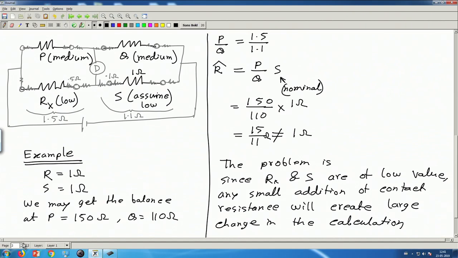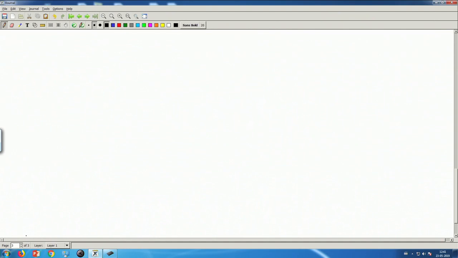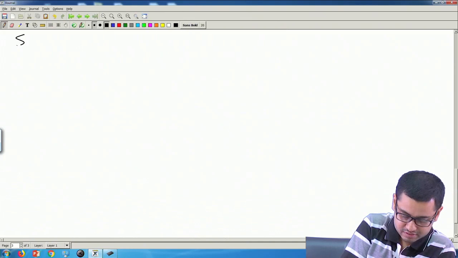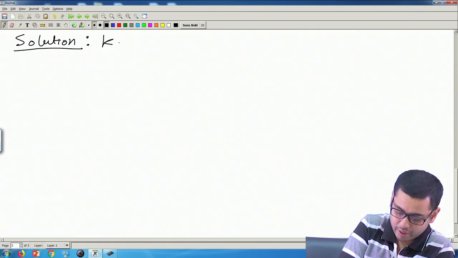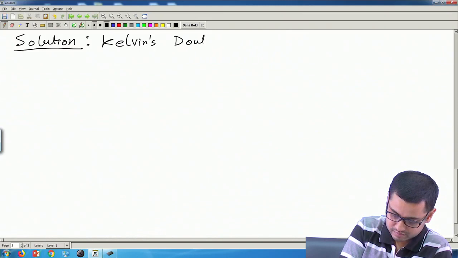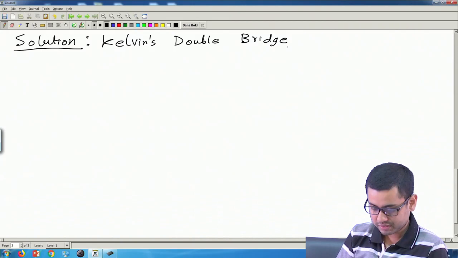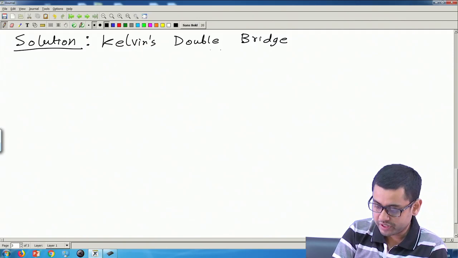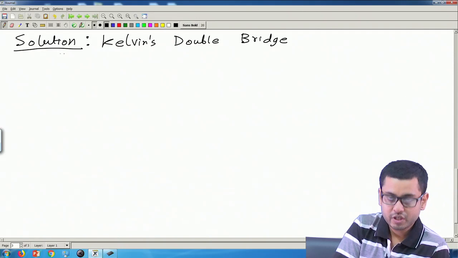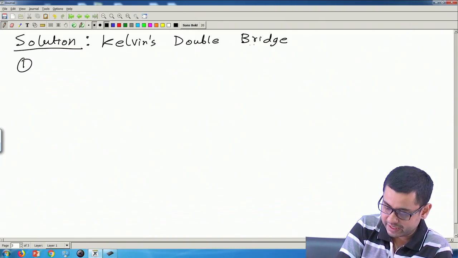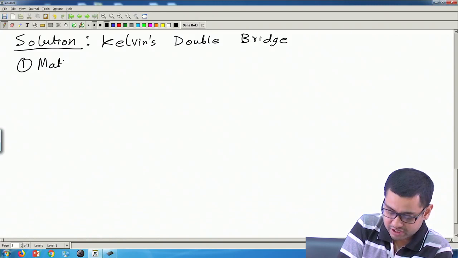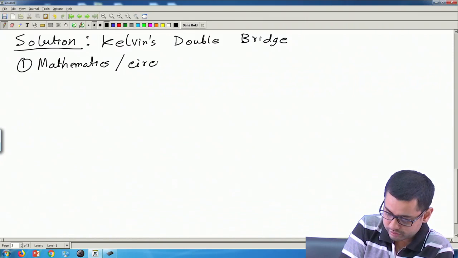Now, if there is a problem, there should be a solution too. And the solution is called the Kelvin's double bridge. So while talking about Kelvin's double bridge, we will divide the talk in two parts. Okay, so we will first talk about the mathematics or circuit theory, whatever you call, of this bridge.